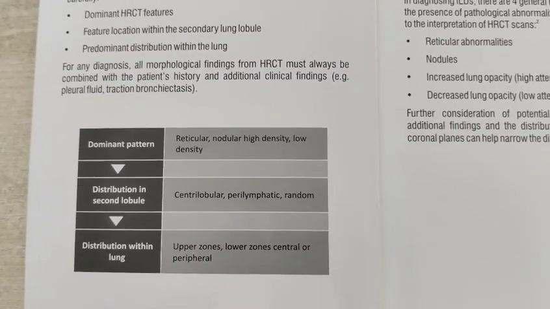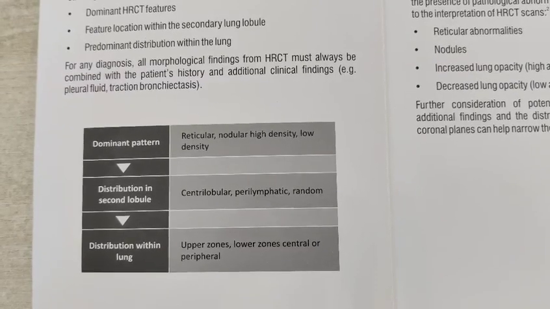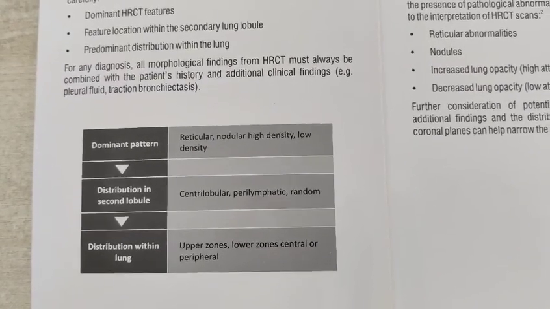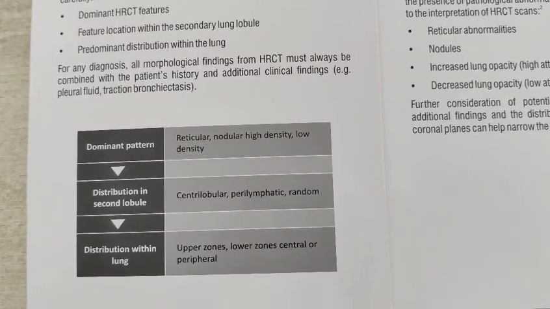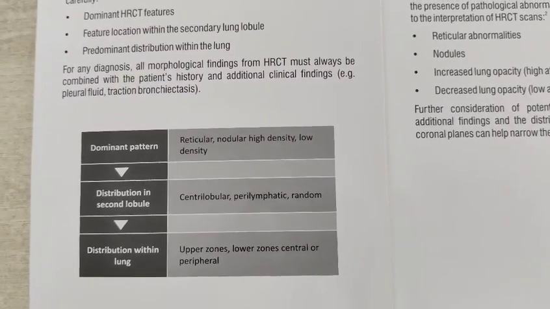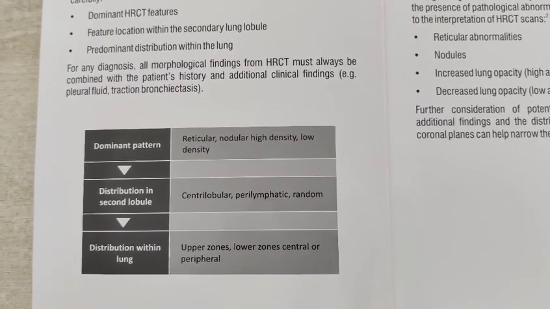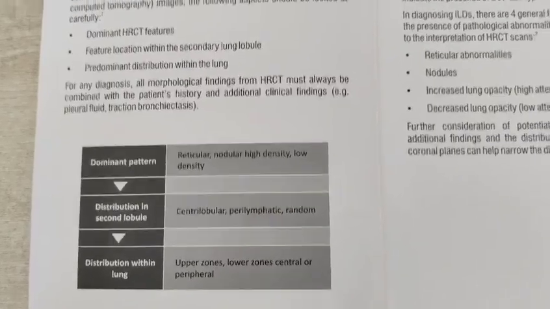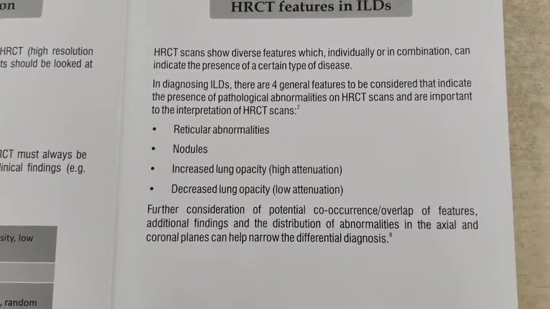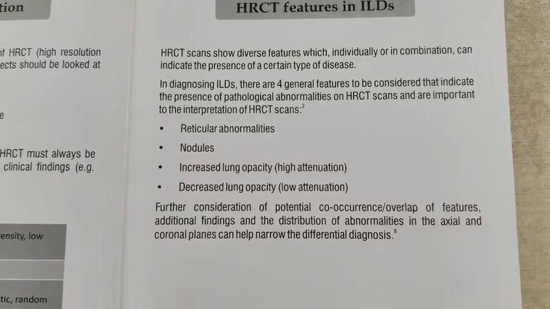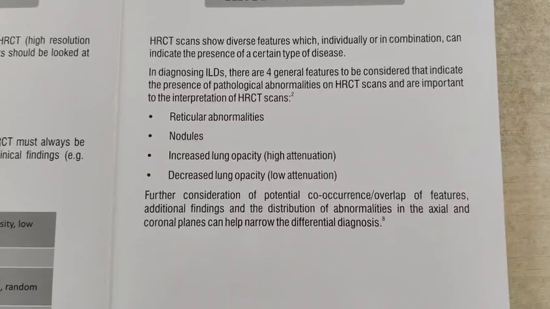And let's see HRCT. What are the dominant patterns, whether reticular, nodular, high density, low density, and their distribution in the secondary pulmonary lobule, whether it is centrilobular, perilymphatic or random, and distribution within the lung, whether the predominant features are in the upper zone, mid zone, central or peripheral. And HRCT features in ILDs: the scan shows diverse features which individually or in combination can indicate the presence of a certain type of disease.